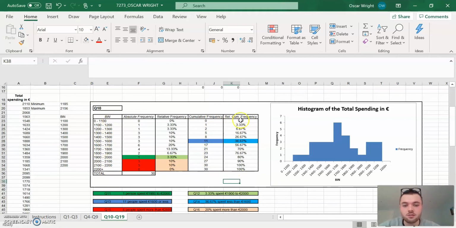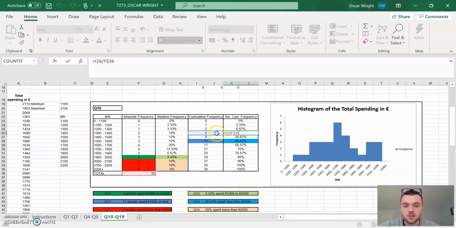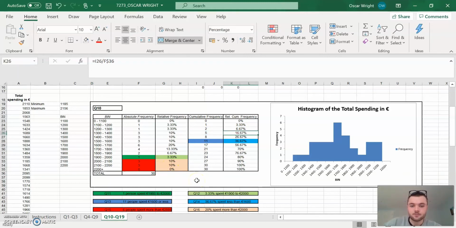Then the relative cumulative frequency, we have two ways of calculating this. However, the way that I chose to calculate was by taking the cumulative frequency and dividing it by 30, as that gives you the result. The same that we did for the relative frequency, but instead of using the absolute frequency in the total, we're using the cumulative frequency in the total. So if I click on the formula for this one, for example, you can see that it's this divided by this.